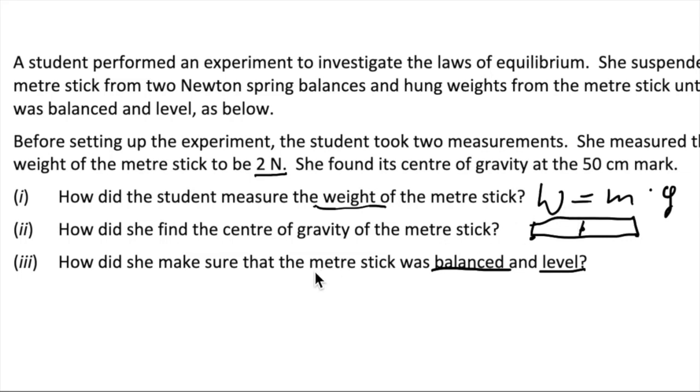It's very simple. You were hanging weights until the meter stick wasn't moving, and that's how you made sure that it was balanced. And level, there are 2 ways to do it. One is simple: just use your eyes and state that you check that the meter stick is visually level. The second one is to use a spirit level. So you put a spirit level on top of the meter stick and check that it's level by looking at the bubble within the spirit level. So that's how you make sure that the meter stick was balanced and level.